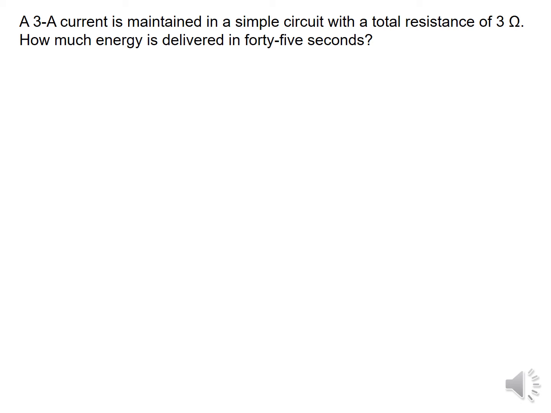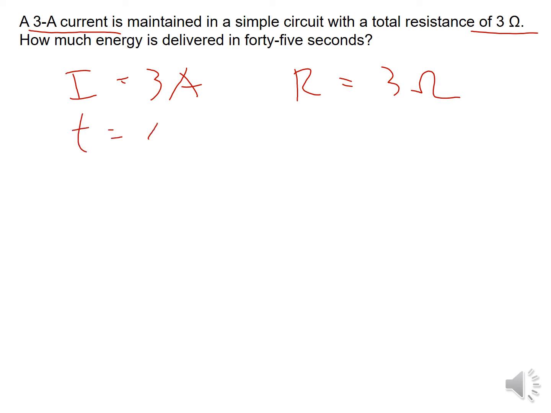So in this problem, current is given. I is equal to 3 amperes. And then we have resistance. Resistance is 3 ohms. We are asked to get the energy in 45 seconds. So the given time is 45 seconds, and we're looking for the energy.